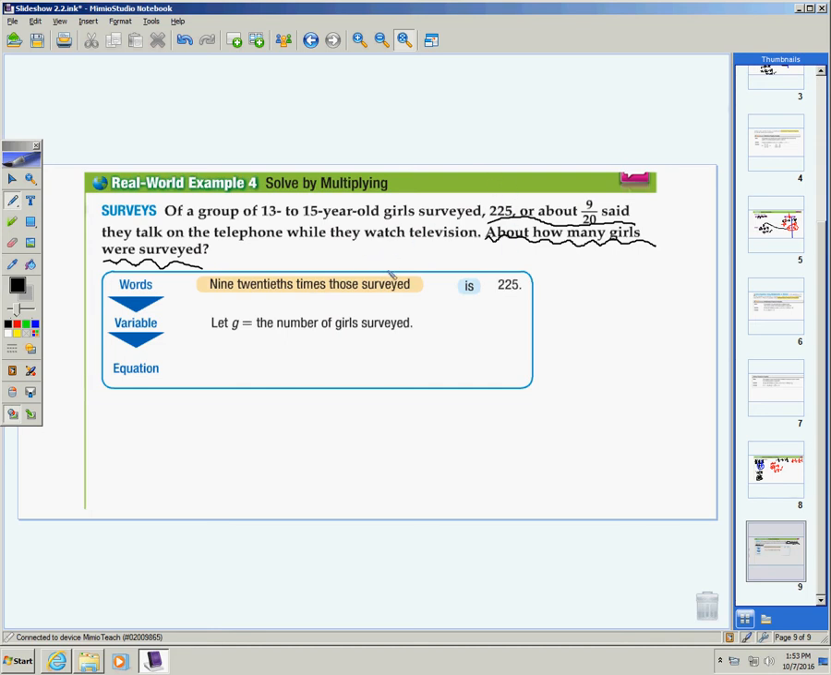And what I've done is I've tried to set this up a little bit for you with words so that it's easier to see how we get to an actual equation. So we've got 9/20 times those surveyed, or 9/20 of the number of girls surveyed, is 225. And we're trying to find how many girls were surveyed, so we're going to let G be the number of girls surveyed. A lot of times we just let our variable be what we're looking for.